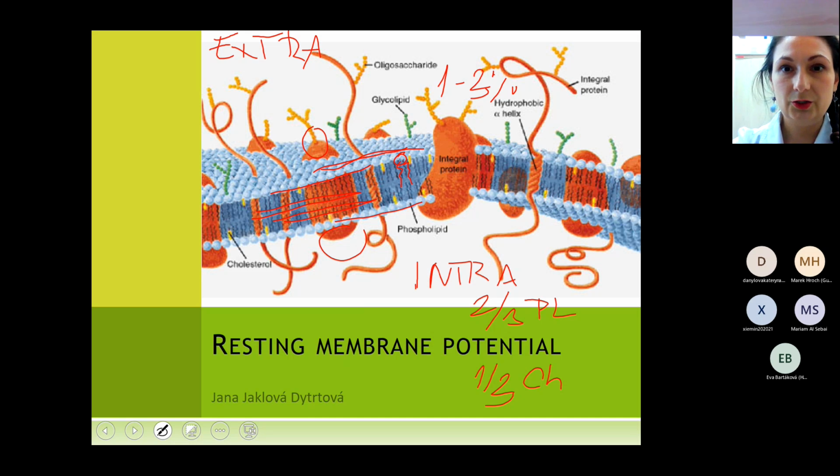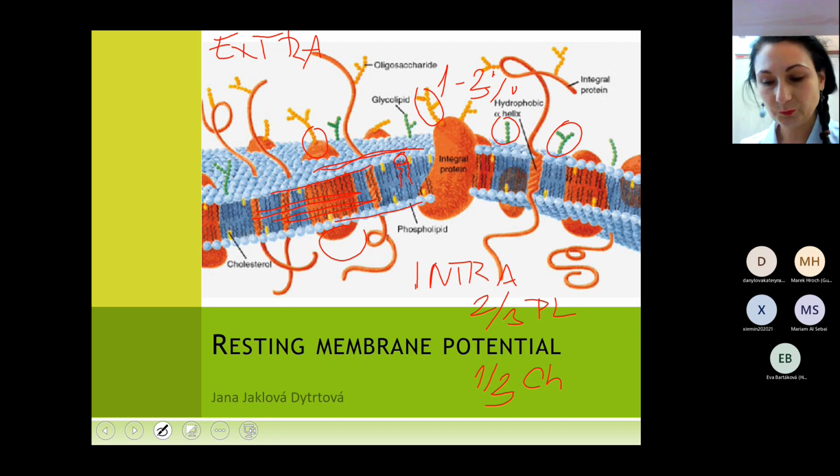Moreover, there are these sugar parts, these little oligosaccharides. This is for the signalization of the plasma membrane, for the communication between cells, and also for the recognition by our immune system, as well as recognition by some viruses and bacteria. So this is like a QR code of every cell in our body.